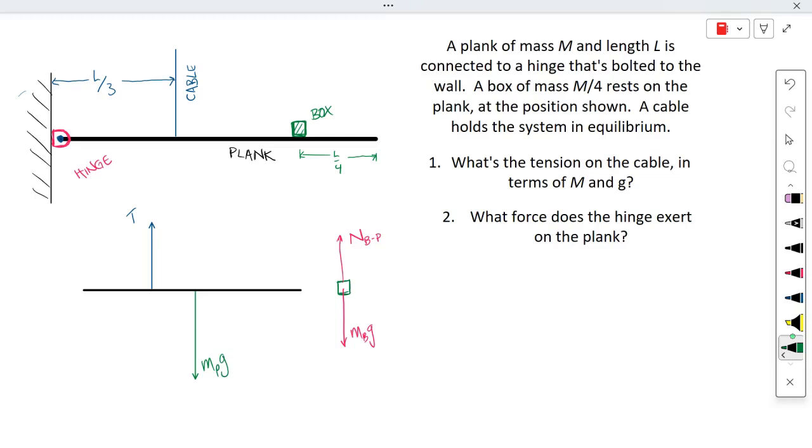The hinge. Something's going on at the hinge, probably. The hinge is exerting a force. I'm going to draw it like this. Maybe it's up. I'm just going to call it H, the force exerted. It's a normal force, right? All right, fine. Let's call it normal on plank by hinge. And maybe it's up and maybe it's down.